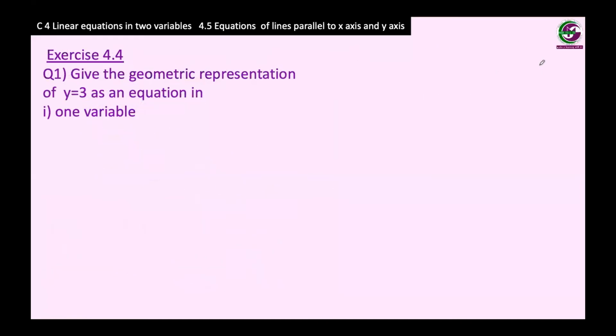Let's move on to your exercise. Give the geometric representation of y = 3 as an equation in one variable. Geometric representation means we have to graph it. If you have one variable, we studied that it can be represented on a number line as a point, or in a Cartesian plane. As one variable, we need only a number line. So y = 3. Just mark a point at 3 and that's your answer.